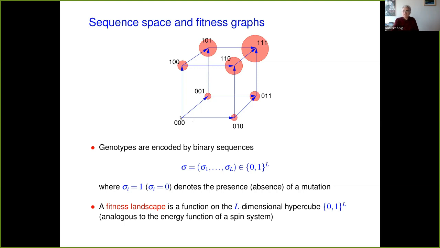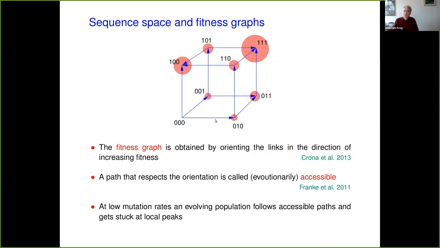And then you can orient the hypercube along the fitness value. So in this picture, I have indicated the fitness values by the sizes of these circles, and the arrows go in the direction of increasing fitness. So here you have a slightly more interesting graph where there are actually 2 local peaks now. And so some of these arrows have been switched around. So this fitness graph is an oriented graph that you obtain by orienting the links in the direction of increasing fitness.